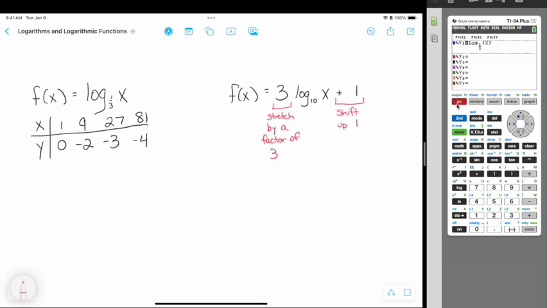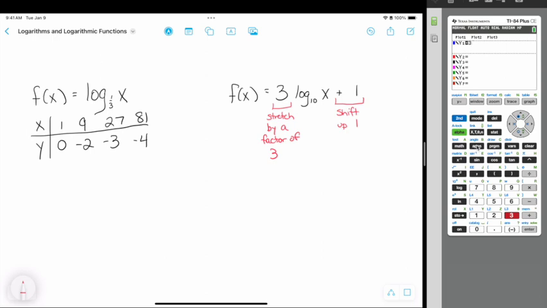So let's press y equals and graph this and see what it looks like. So 3. Now log base 10 is a really common log, and the reason it's very common is because we count, humans do, in base 10.